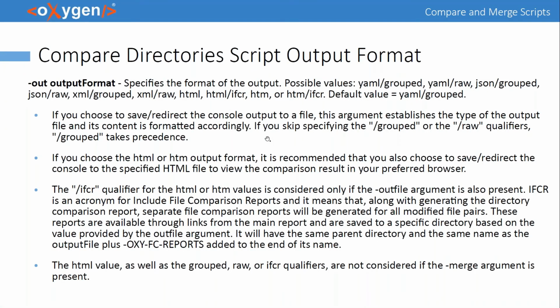The output format, as I told you, is a little bit more complex here. So we have this format grouped or row, and we also have these formats in HTML that include the file comparison results. This will help you generate an HTML report, but also generate the changes that are made in each file. So generate a report for each changed file. And I will show you some examples to see how this is done.